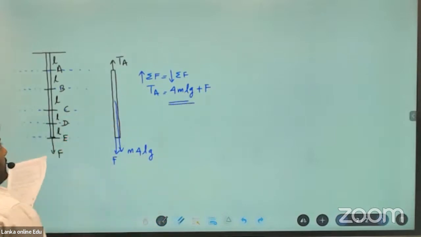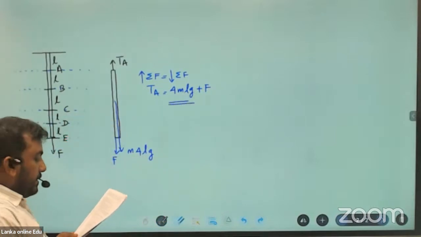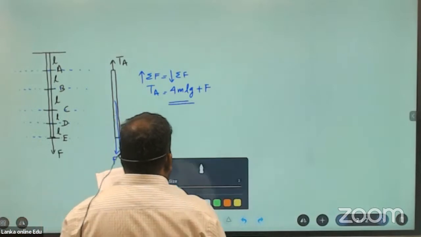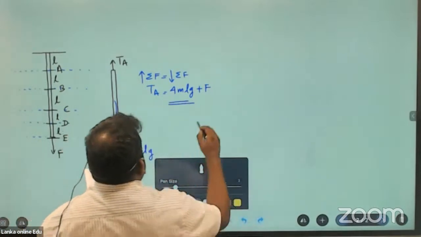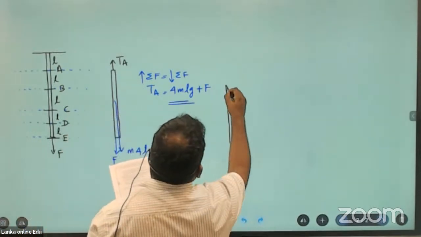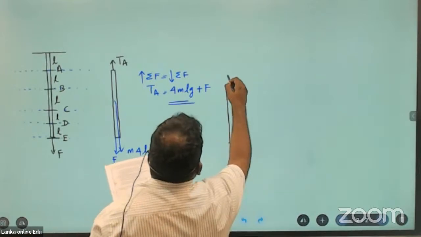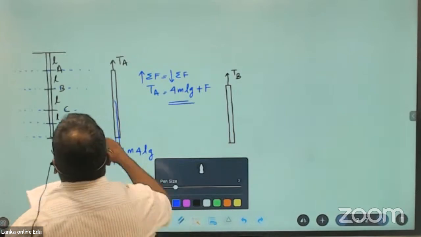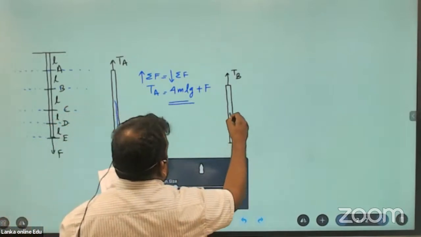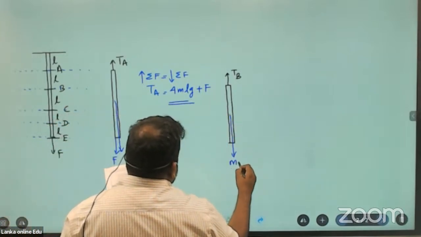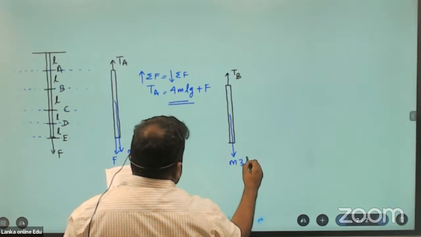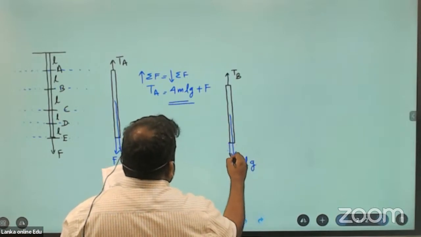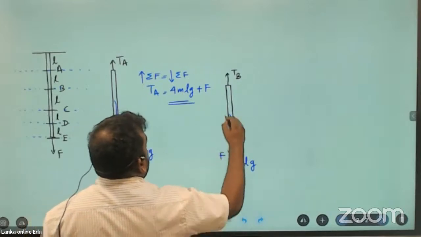F is always there. Then the tension at E. Make an imaginary cut at B. Tension at B here, TB. What is your total weight? 1, 2, 3. Simply 3mLg. Don't forget F is also there.